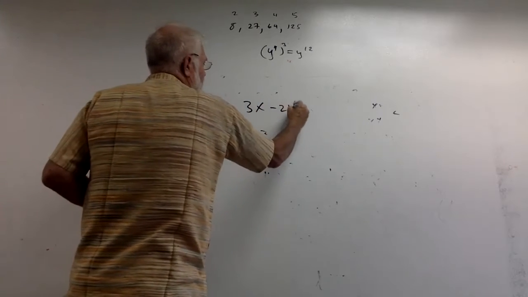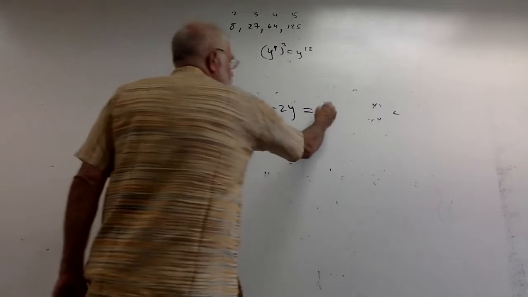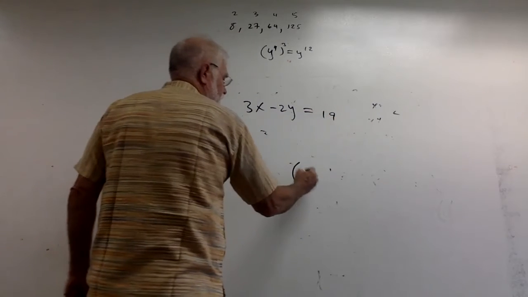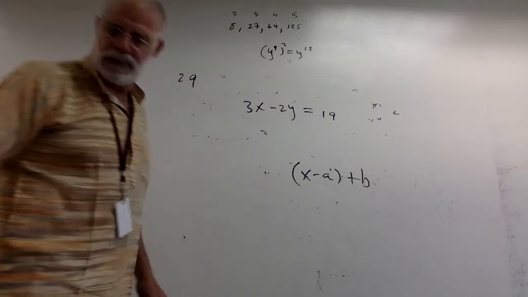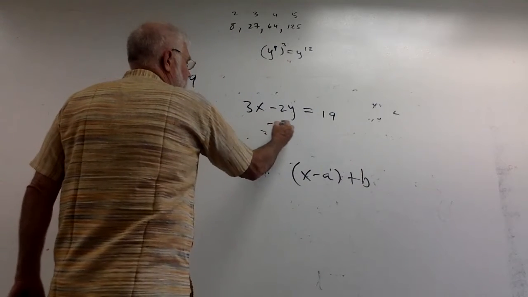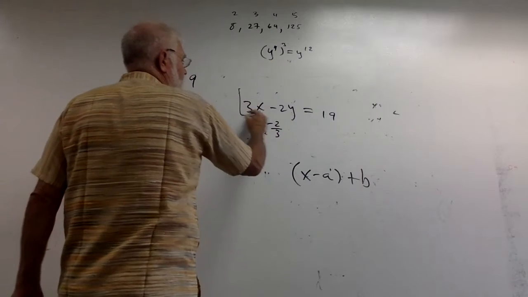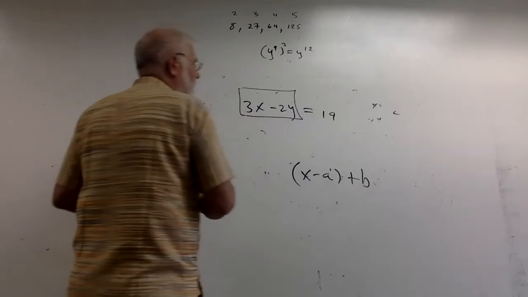3x minus 2y equals 19. Through (a, b): y minus b equals m times x minus a. Put in an a, you get a b. And we want perpendicular. So we know it's minus 2/3 just by looking at this form. We've seen the pattern. But let's work it out.